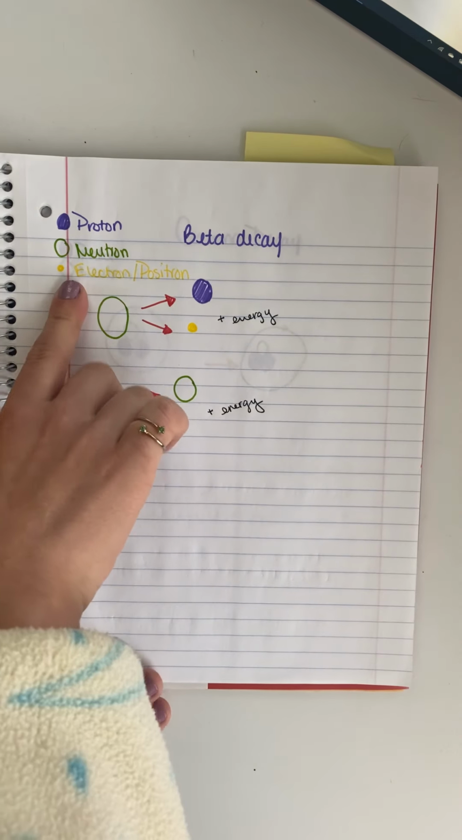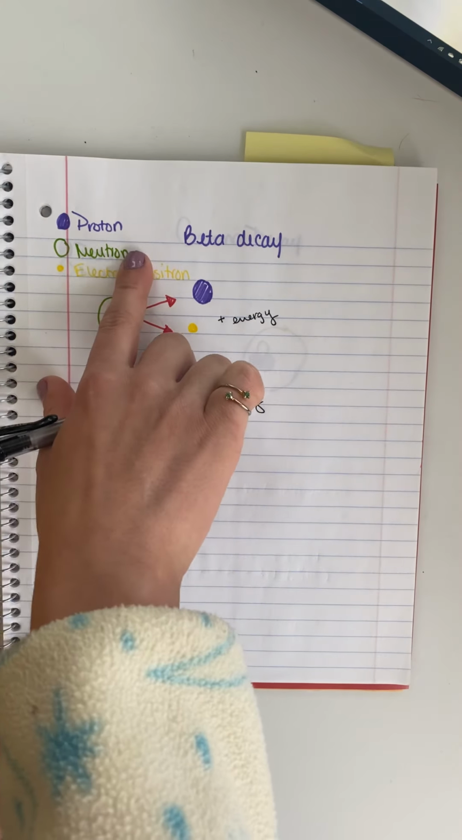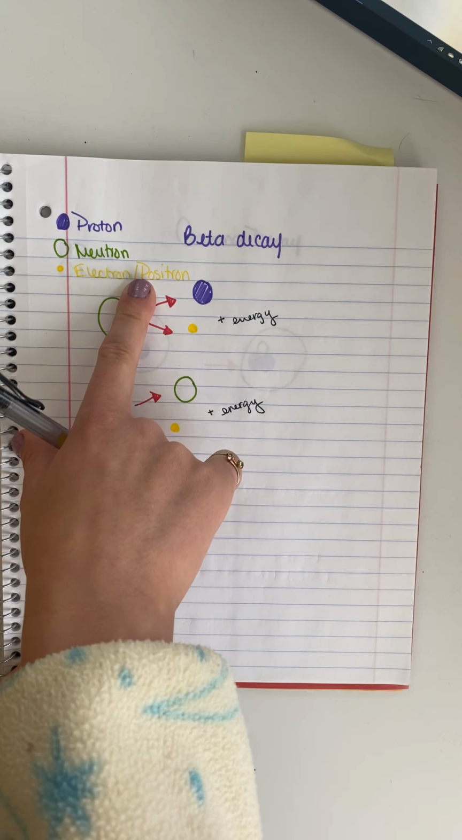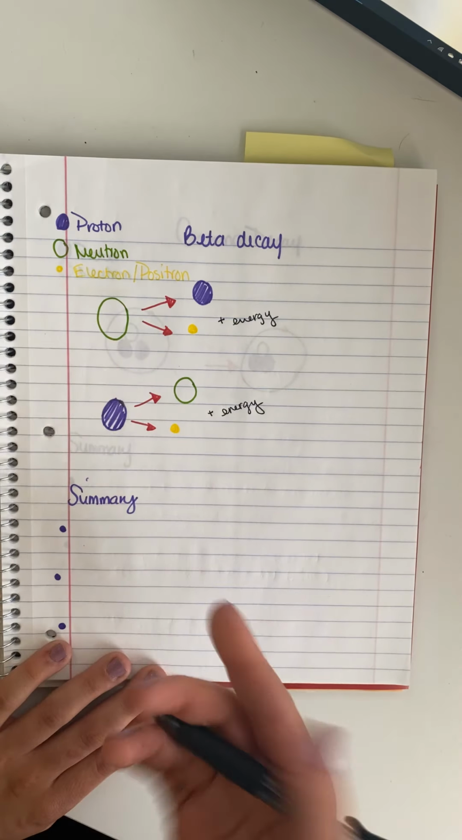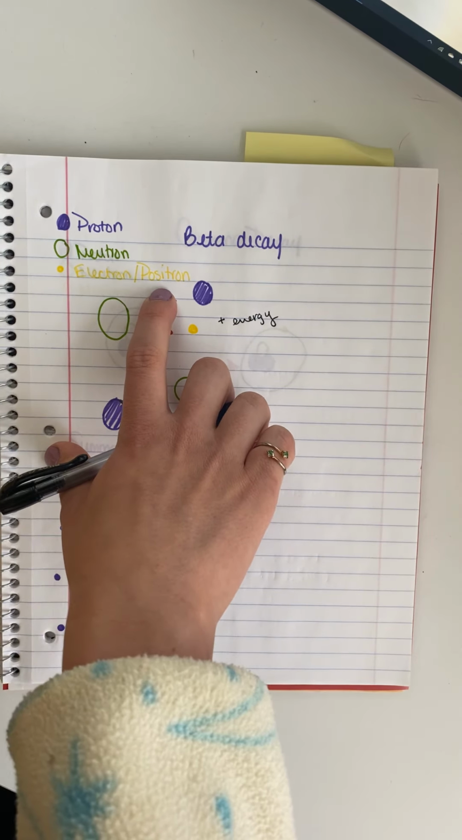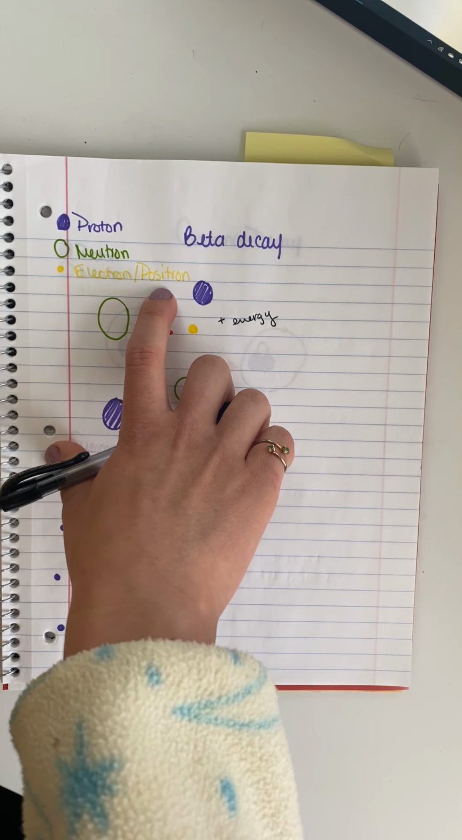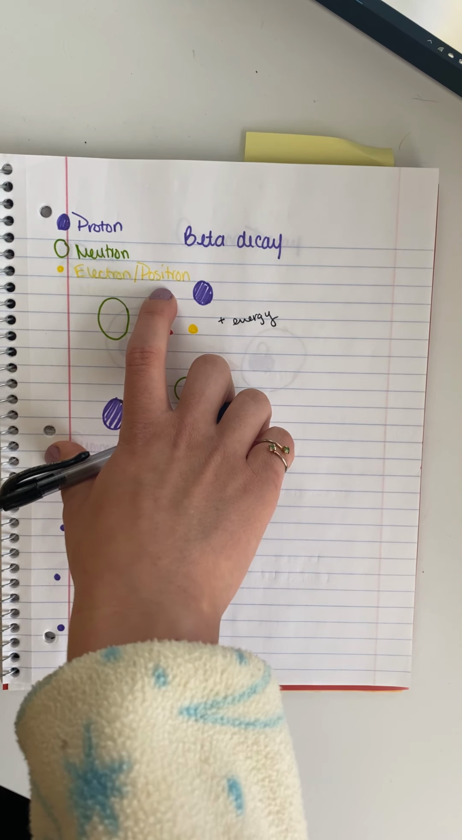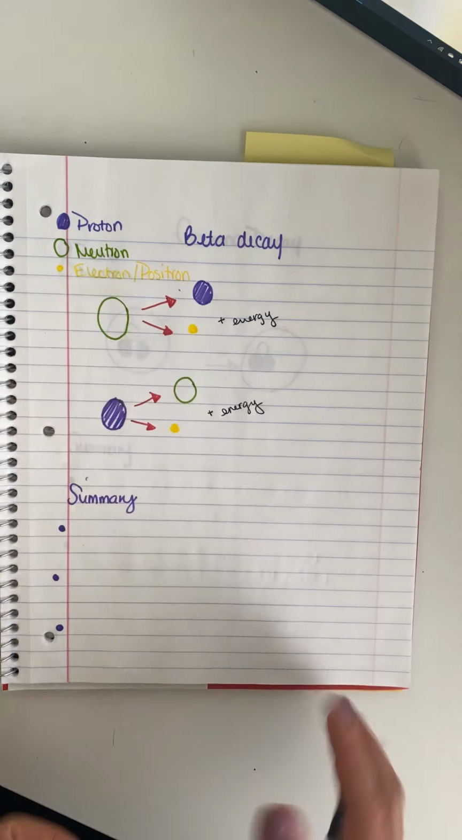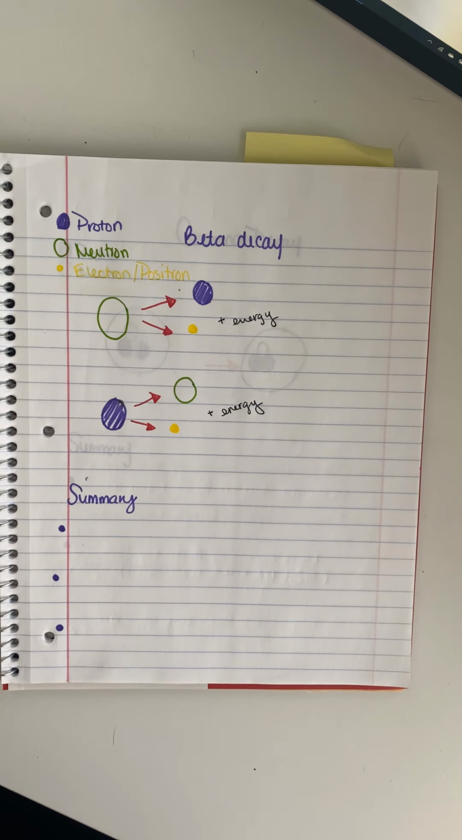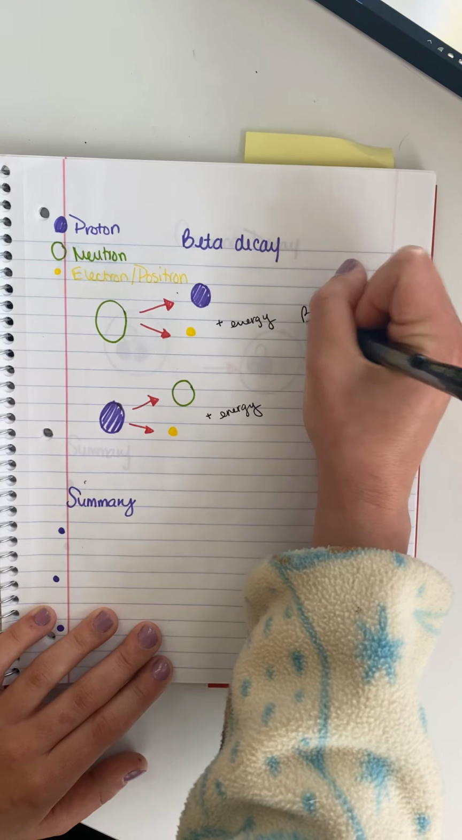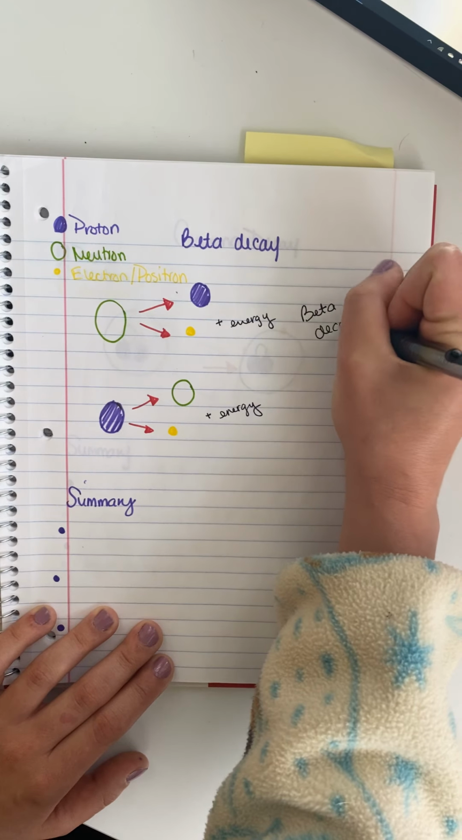So if you look at my key here, I put proton, neutron again, but this time I put electron or a positron. So a beta particle is either an electron or a positron. An electron is a negatively charged particle. A positron is just a positively charged particle, or sometimes they call it an anti-electron. So when a beta particle is an electron, the decay is called just beta decay, sometimes beta negative decay. I'm sorry, but I'm just going to call this beta decay.